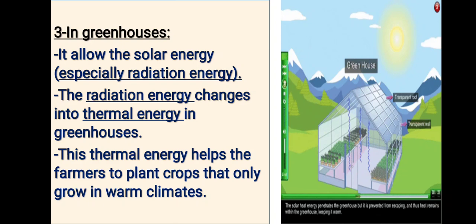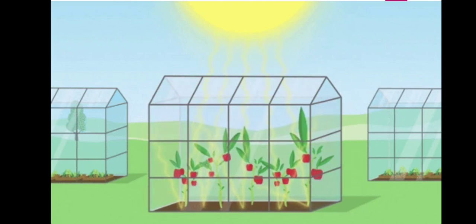In some countries the weather is very cold, and there are some crops that need a warm climate to grow. So the farmer uses the greenhouse. What is the greenhouse? The greenhouse is a house made of transparent material to allow the solar energy, especially the radiation energy, to enter. When the sun rays or the radiation energy enter the house, the radiation energy changes into thermal energy that allows the crops to start to grow.